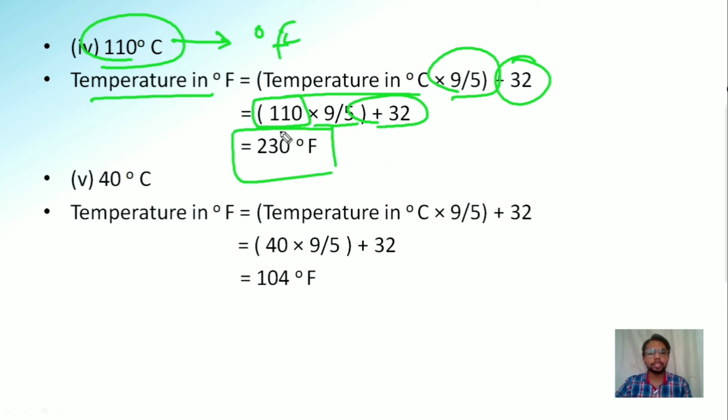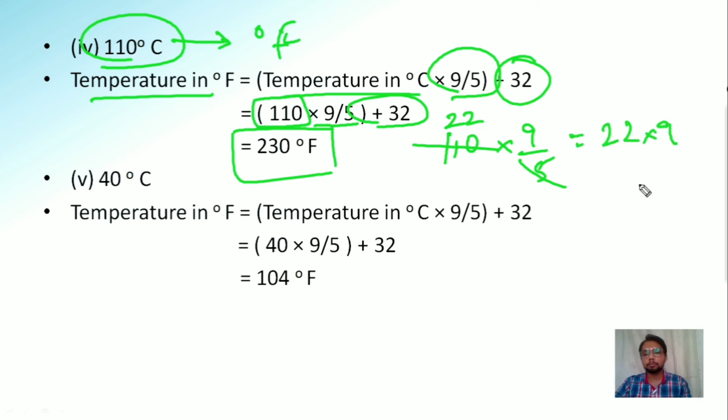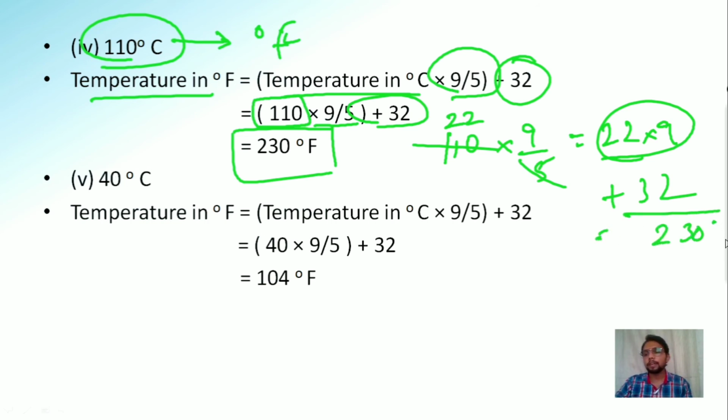So first of all you have to take this 110, you have to multiply with 9 by 5. Otherwise you can directly take 110 into 9 upon 5. So 5 2s are 10 and 5 2s are 10. So whatever answer is equals to 22 into 9, plus 32. So whatever answer is coming over here, plus 32 you have to do. Now next one, fourth one, then answer would be over here only, that is 230 degree Fahrenheit. So that is what the answer is all about.